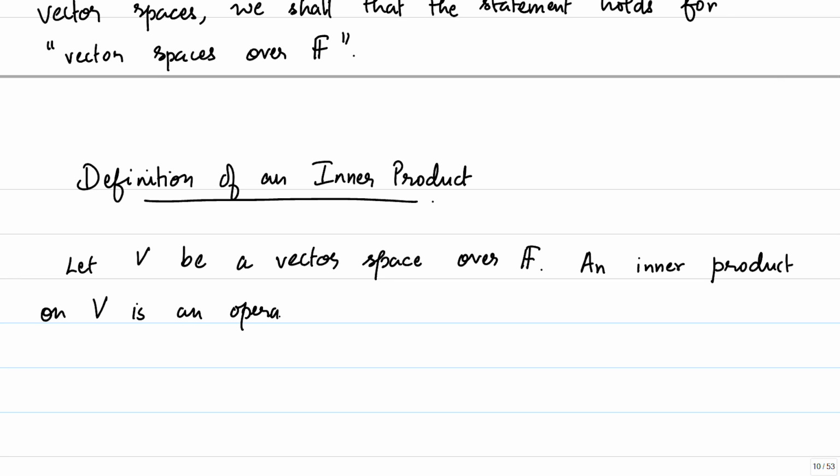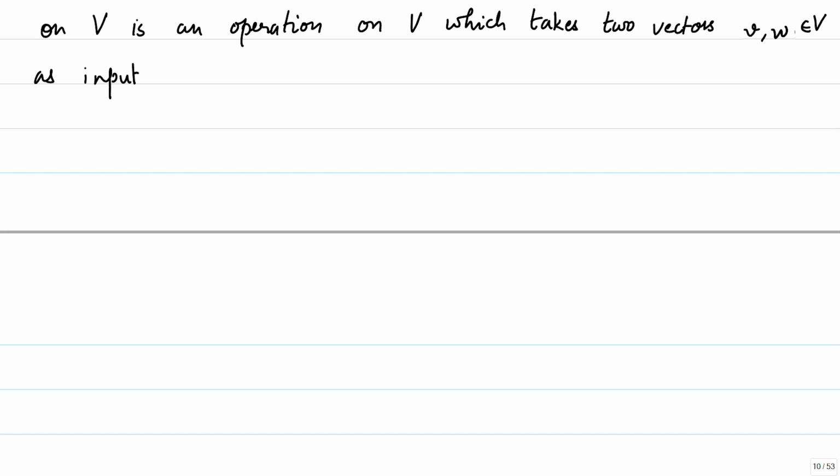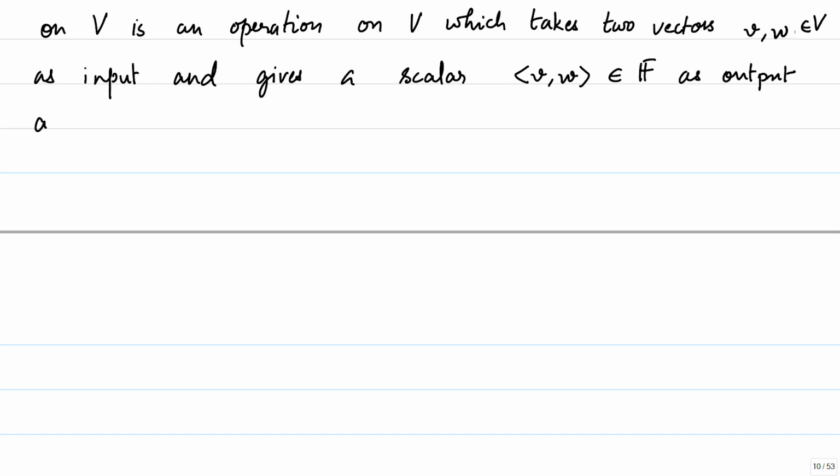As you can see, we are introducing more structure. It is an operation on V which takes two vectors as input, takes two vectors V comma W as input and gives us a scalar as an output, so V comma W, which will be in F as output, and which satisfies the following properties.